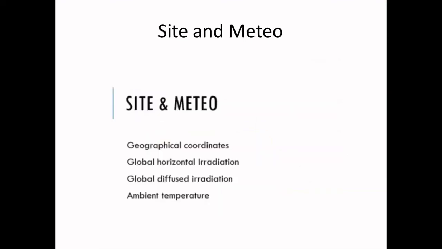So Site and Meteo will be the first one we'll be selecting in PVsyst. What are the geographical conditions? What are global horizontal irradiation and global diffused irradiation? If you know something about solar, the sun's radiation which is getting in will be direct radiation, and the diffused radiation are the two types of radiation which is getting in. The radiation which is getting deflected by the clouds will be termed as the diffused radiation, and the total will be the horizontal irradiation. We have to look into the ambient temperature too, because according to the temperature it varies.